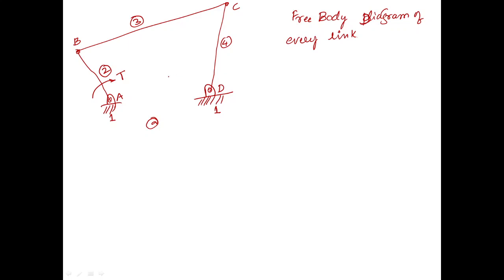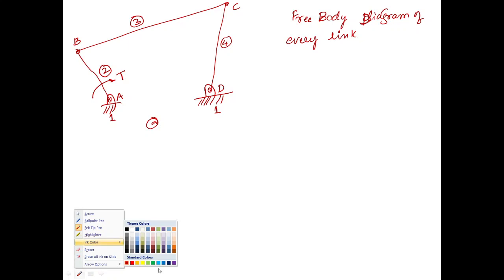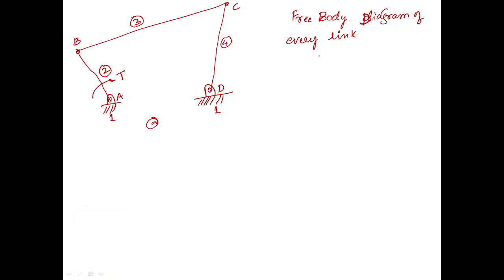Now let us draw the free body diagram of link 2. This is point A, this is point B. It is subjected to torque T. It is link 2. We have a fixed link 1 here. Now this is the free body diagram of link 2.